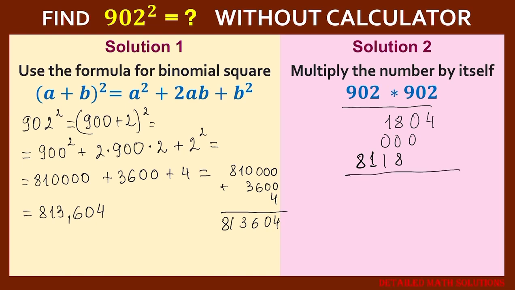Therefore, we just add these three numbers. This equals 4, 0, 16, 2 plus 1, 3, 1, 813,604. Exactly the same number as solution 1.